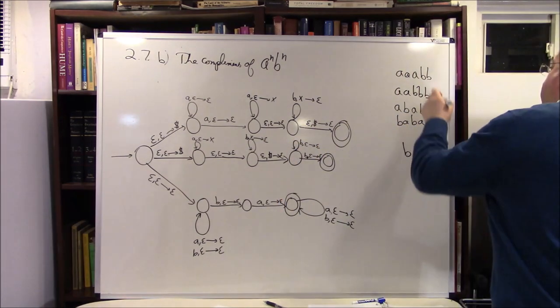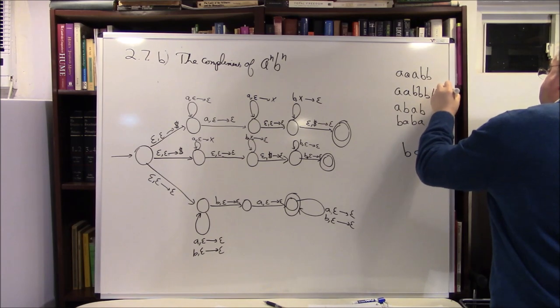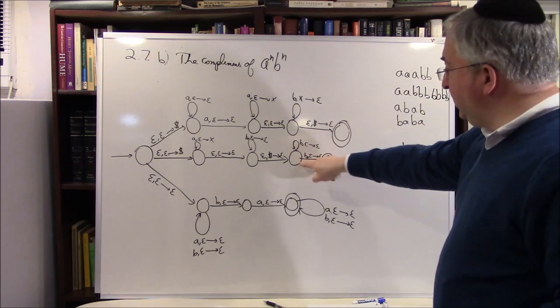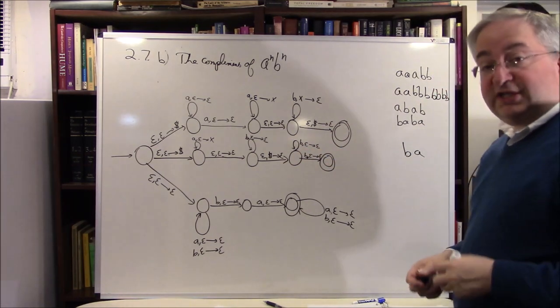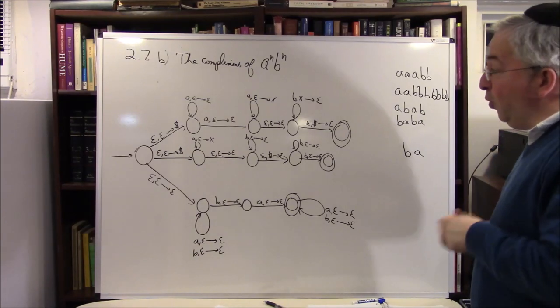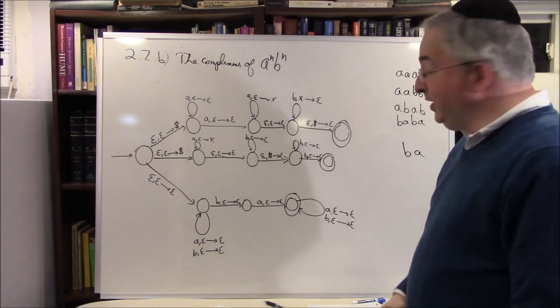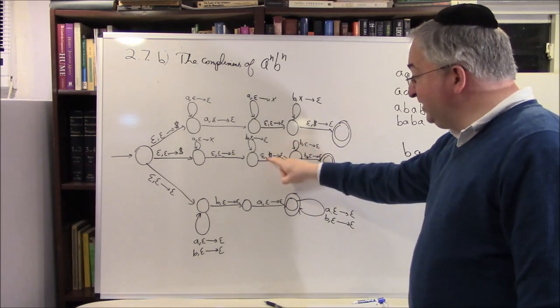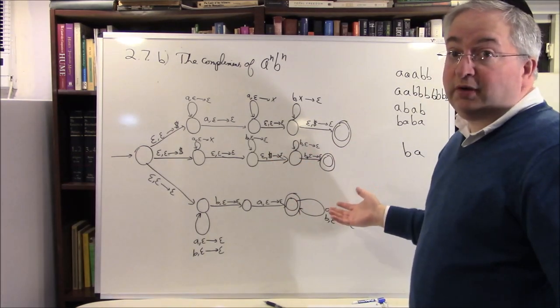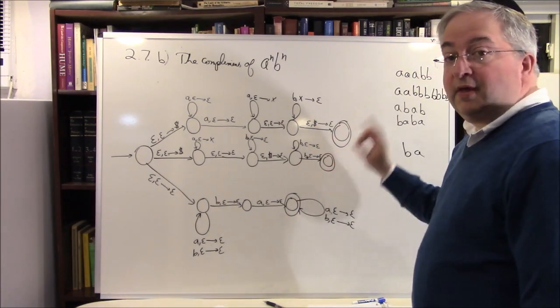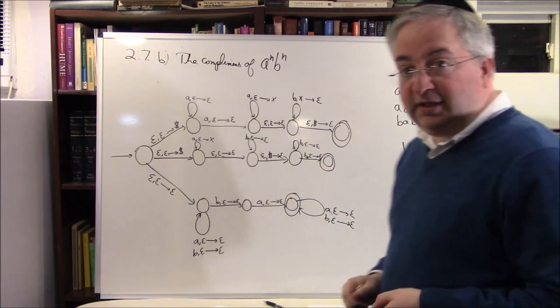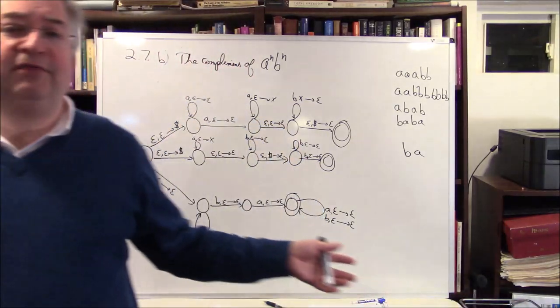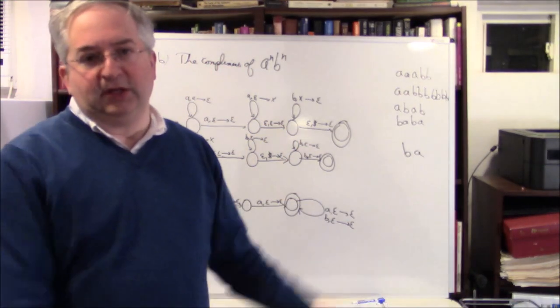So this word could have 15 B's afterwards, and that will take care of the 15 B's. Because again, what do you want? When do you accept? You accept when you're in an accepting state, and your stack is empty, and you finish the word. So we have to finish the word. Okay, what's the other possibility? The other possibility is you're just not of the form A to the M, B to the M.